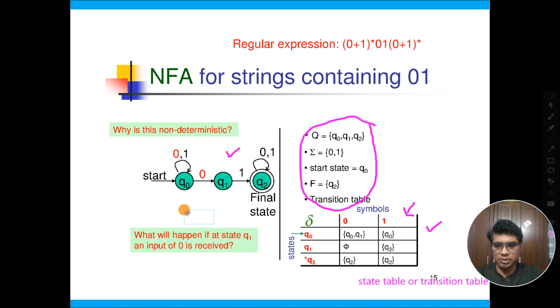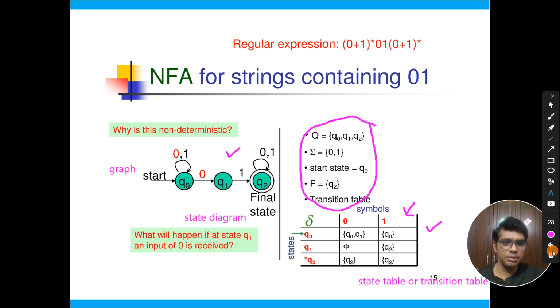Whereas this one is the state diagram. The state diagram is a graph which contains nodes and edges. Nodes represent the states, and edges represent the transitions. So this is about the transition table and the state diagram.